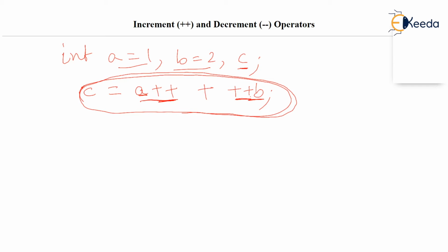So how is this expression really split up? How does C solve this? First thing first, it will make B equal to B plus 1. It will not make A equal to A plus 1, because A will be increased after the expression, but this is prefix. So B will become B plus 1. What does that mean? B was 2, so B will now become 3, isn't it?